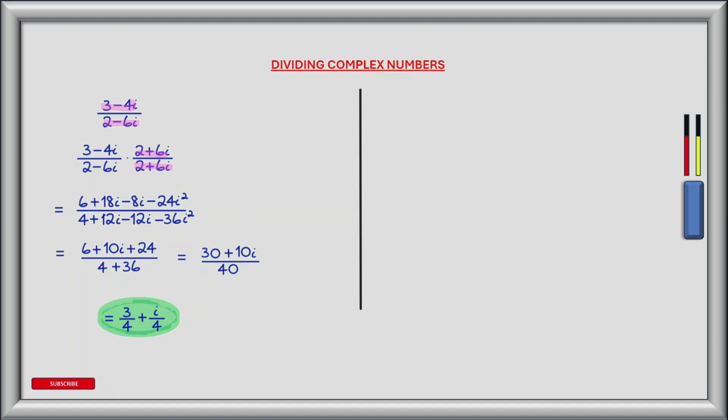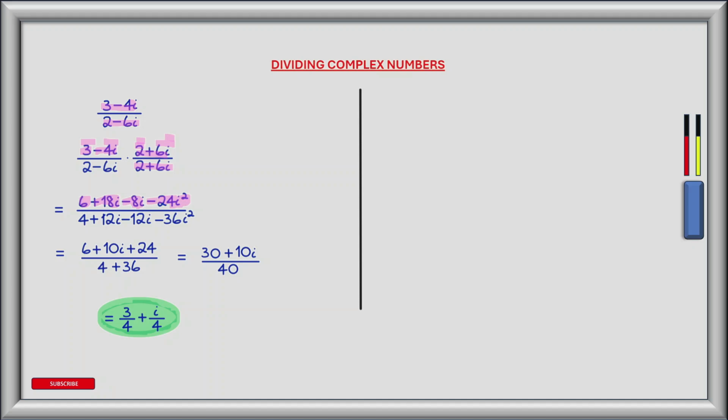So starting with the numerator, 3 multiplied by 2 gives 6. 3 multiplied by 6i gives plus 18i. Minus 4i multiplied by 2 gives minus 8i. And minus 4i multiplied by 6i gives minus 24i squared.